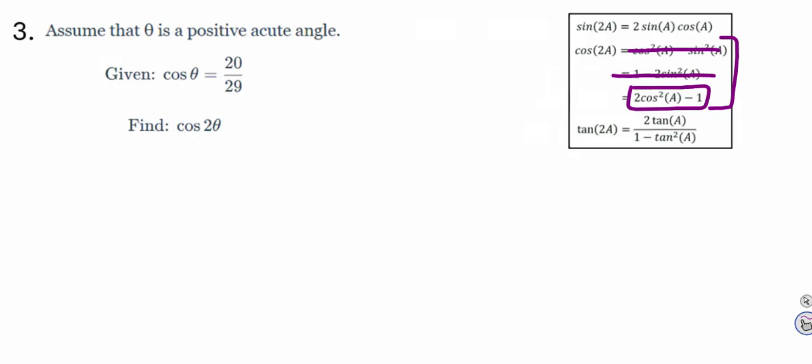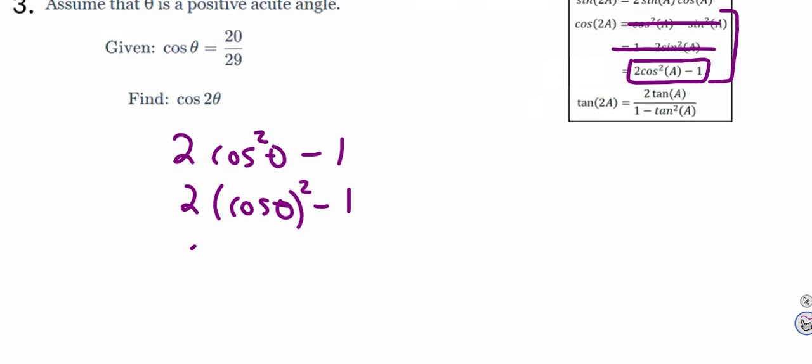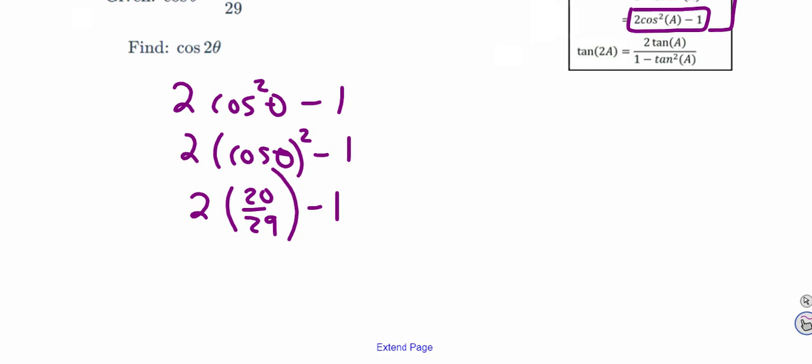So here we go. We're going to use 2 cosine squared theta minus 1. And here's just a reminder that we're going to write it this way. It just helps us to know how to plug things in. So we're going to have 2, and then 20 over 29, squared, minus 1. Can't forget the squared.